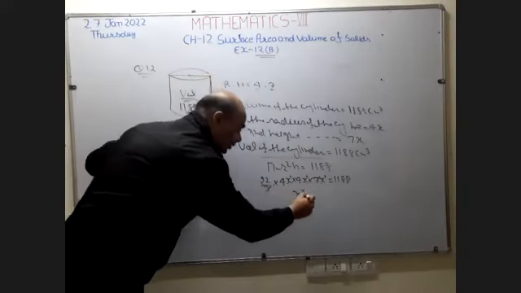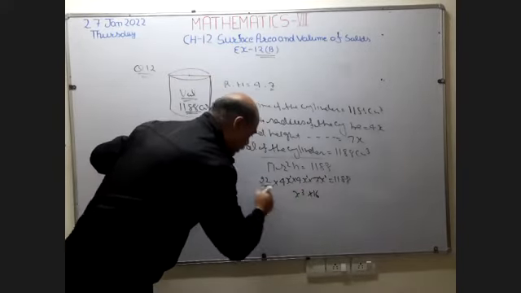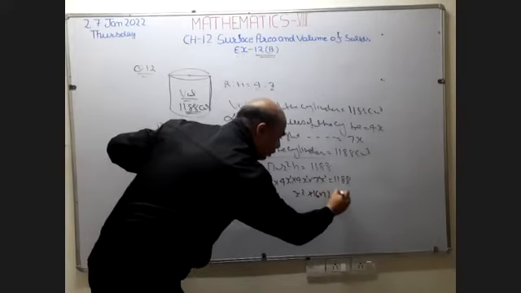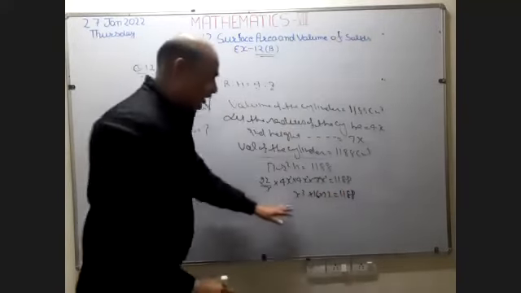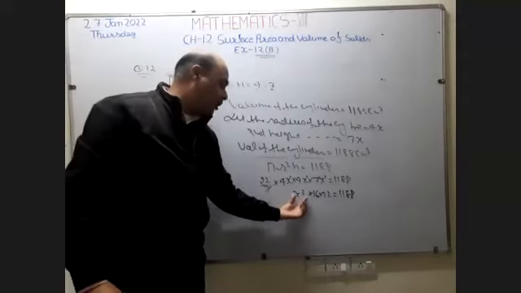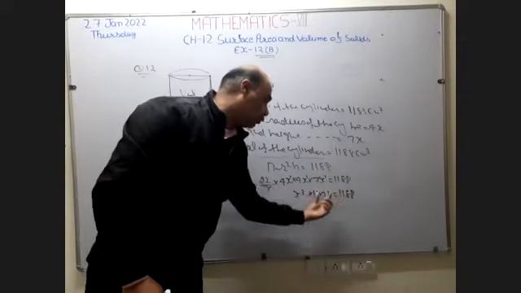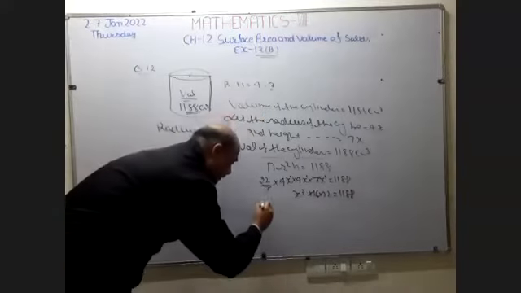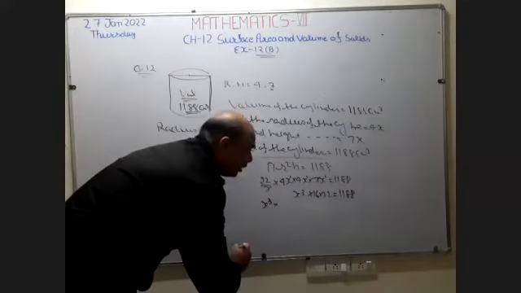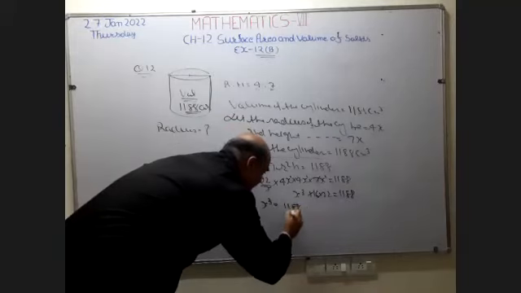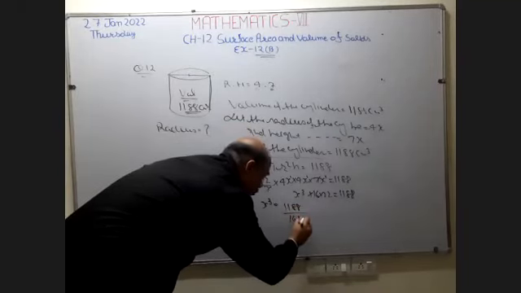Now 4 4s are 16, and 16 times 22 is 352, so write here 352. Equal to 1188. Is it clear? Now in this question, we want to find the value of x. For this, I take these two values from left to right, and it is going to divide this value. So right here, x cube equals 1188 upon 16 into 22.